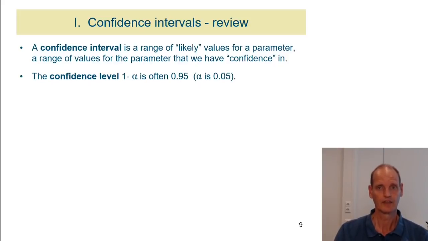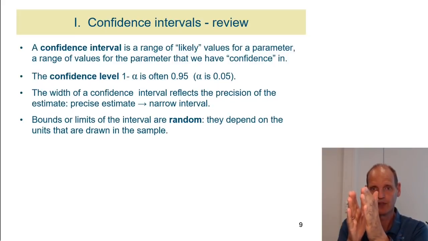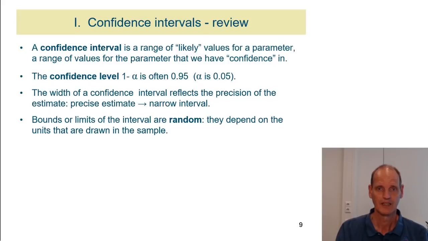The confidence interval level is indicated by 1 minus alpha, is usually 95%. And it gives, as it says, the level of confidence that we have. The width of a confidence interval reflects the precision of the estimate. A precise estimate gives a very narrow interval. An imprecise estimate gives a very wide interval. The bounds or the limits of the interval are random. They're calculated from the data, and the data depend on the units that we have drawn in the sample.